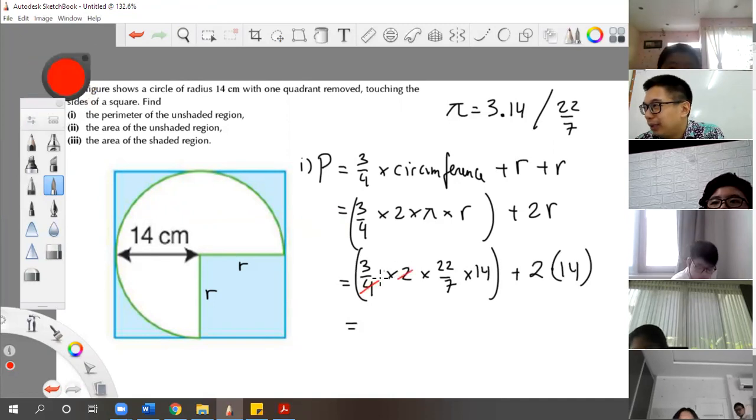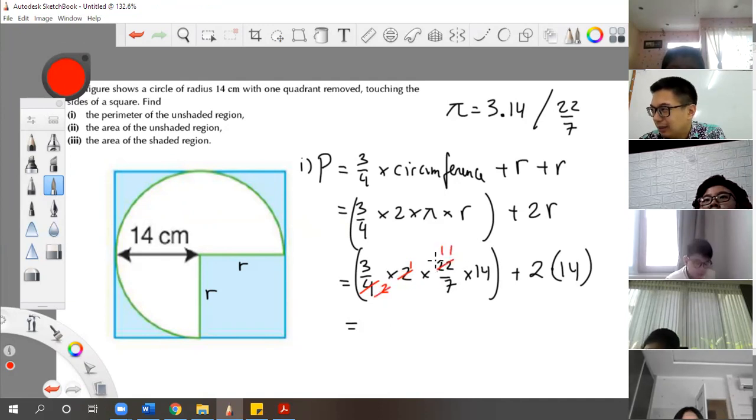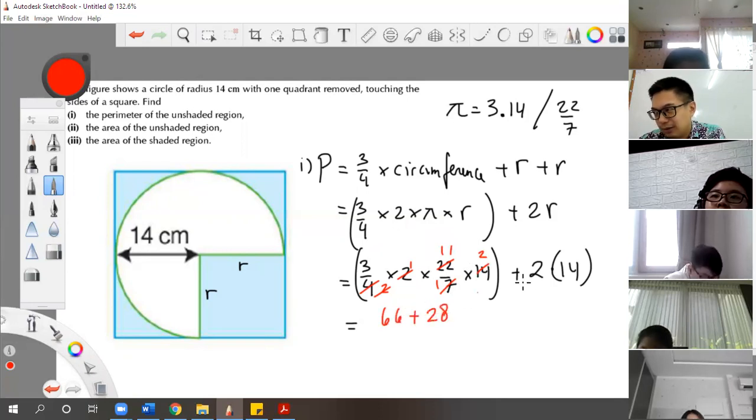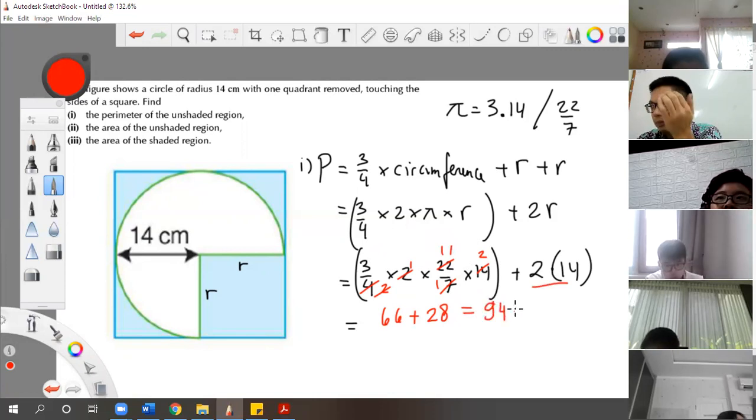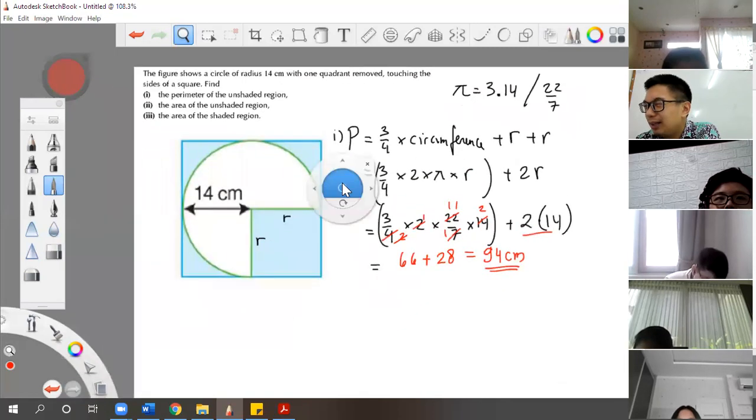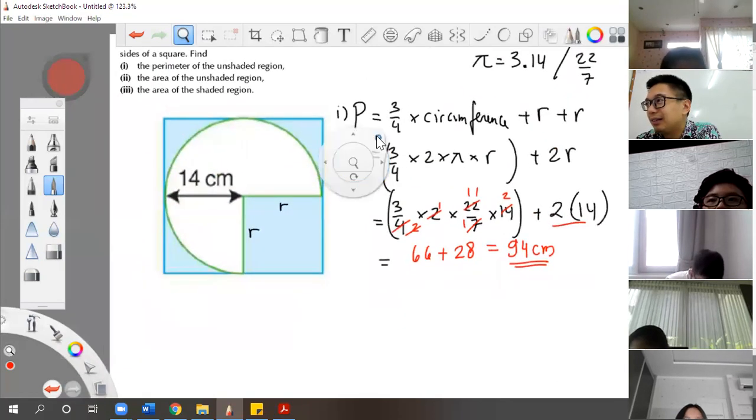I am doing this too big. Oke, for 2 jadi 1 and 2, ini jadi 11, 22 and 2. I mean, and then 7 and 14, ini becomes 1 and ini becomes 2. So 33 times 2, 66 plus 28, right? So the answer will be 94 centimeter.